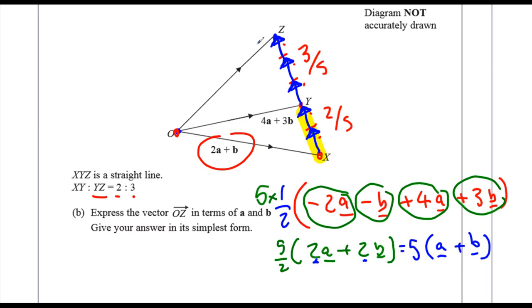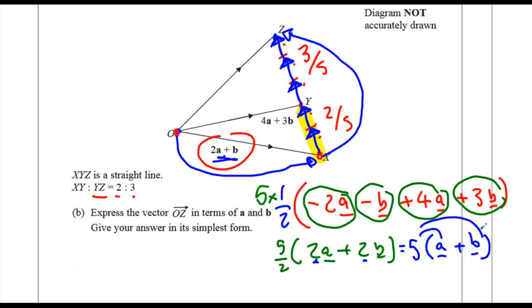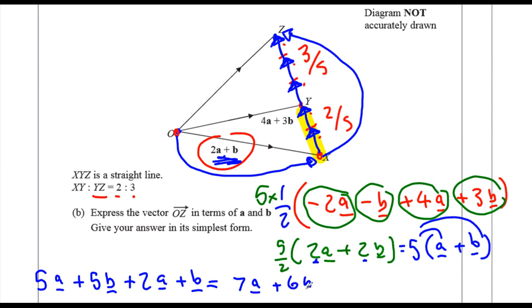Okay, that just gets us from X to Z, which is halfway there, but we also want to go from O to Z. So we need this extra bit as well. Okay, so I'm going to expand this bracket now, by the way: 5a plus 5b, and then we need the extra bit, plus 2a plus b, and we're going to get 7a plus 6b. Okay.